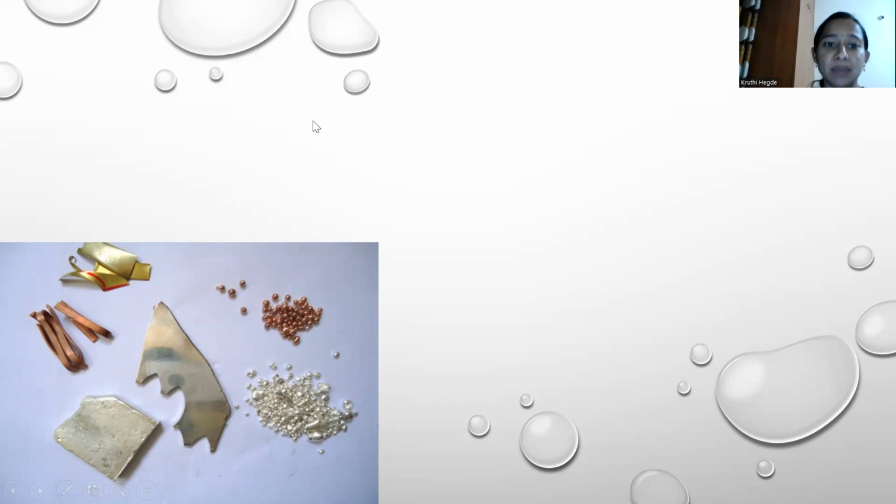Here you can see an image. In this image, you can see various pieces of various metals. You can see brown color beads here. Those reddish brown color beads are copper beads. Similarly, here we have copper wire also, and we have some silver beads here. Silver sheets are also given in this image. This image indicates a few metals that are available in nature.